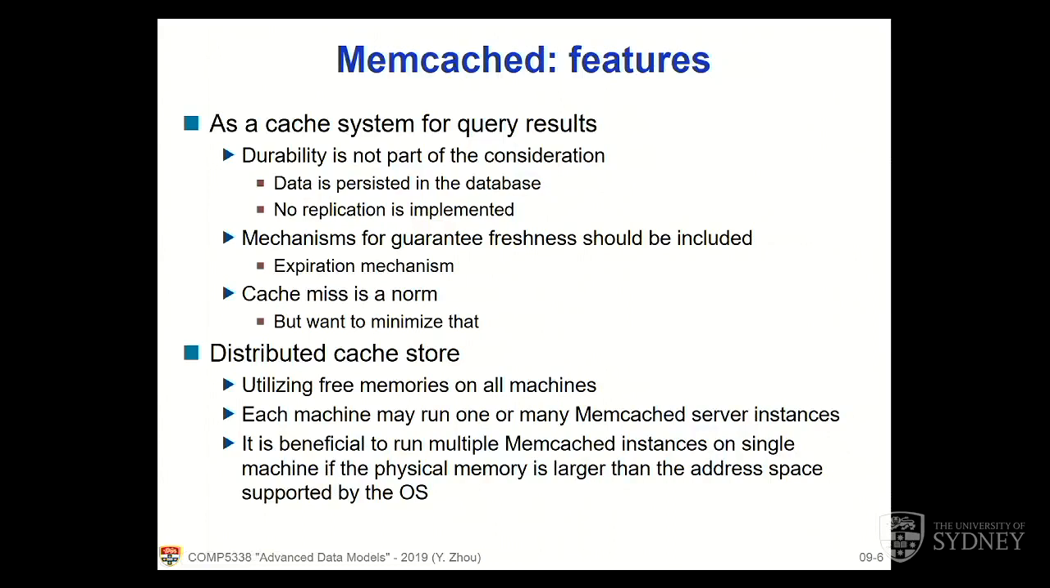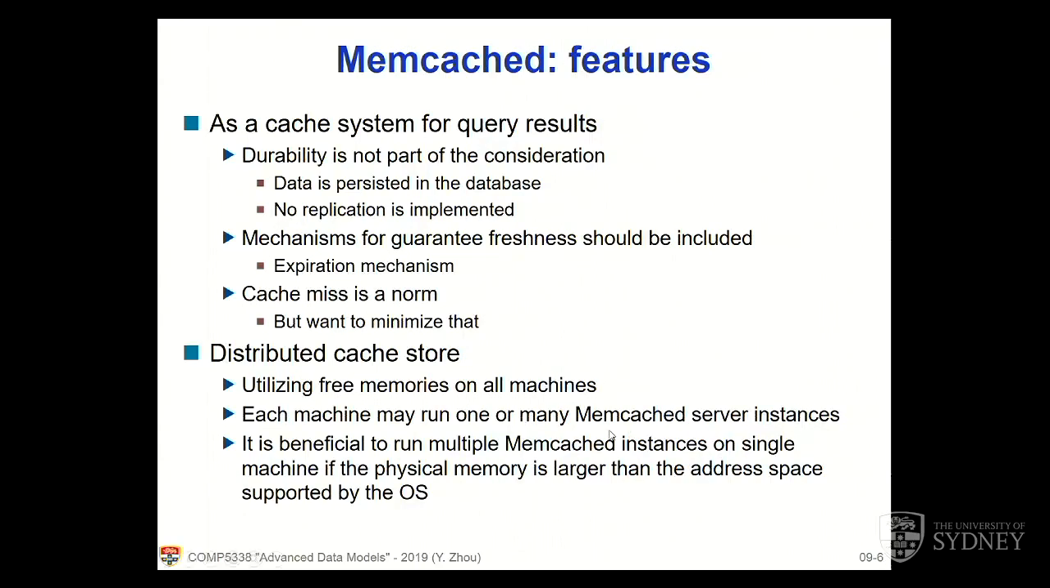Basically, there are a lot of machines, some are web servers, some are others, and all of them are probably doing something, and there are some free memories. Each machine may run one or more memcached server instances, so it's like running a process managing the available memories. The machine allocates some memory that is used by memcached, and there's a process running there responsible for managing it.